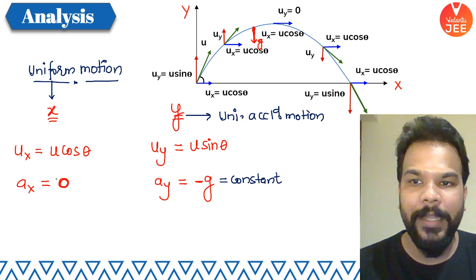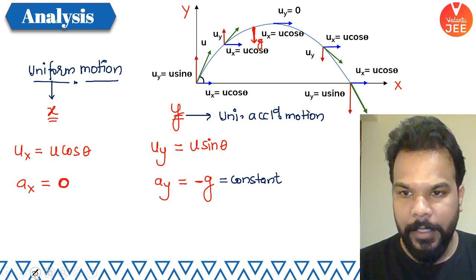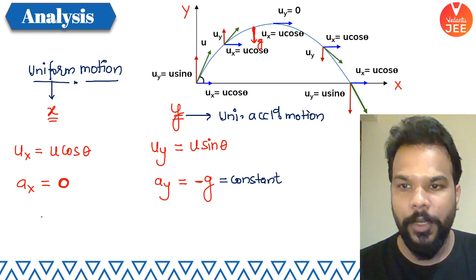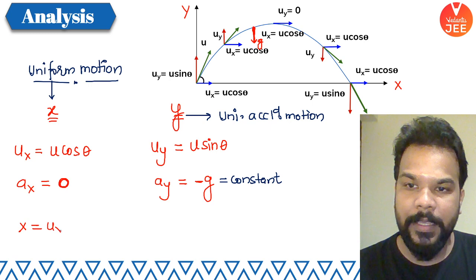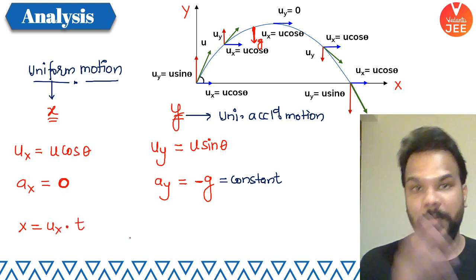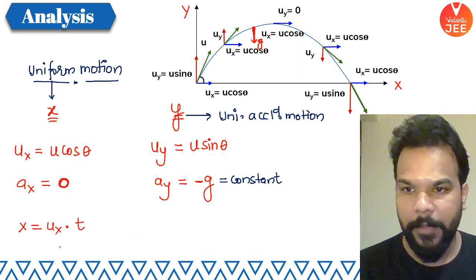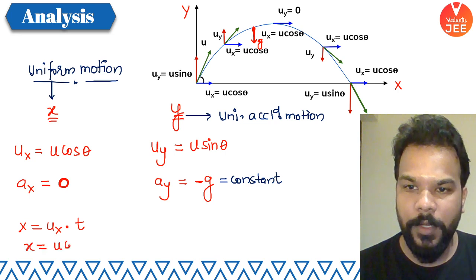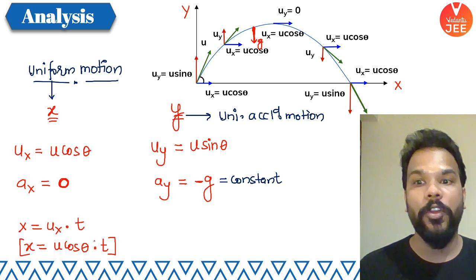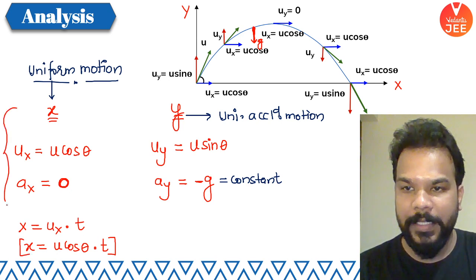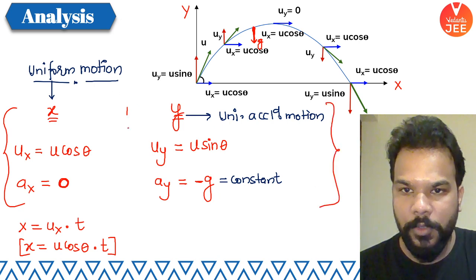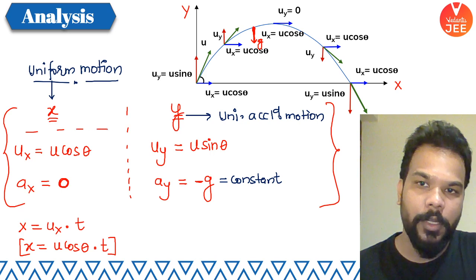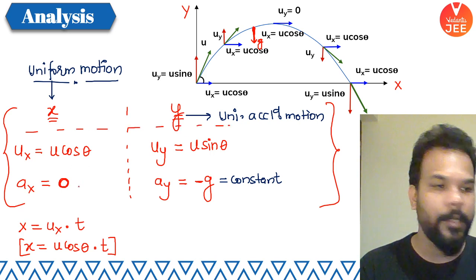Okay guys, that means if you want to write the equation of motion along the horizontal direction, that is the x direction, it will be written as x equals ux into t. That means displacement is equal to velocity into time. That means x equals u cos theta into t. This is your equation of motion. Guys, very, very important is this table. Please try to understand whatever I'm trying to tell you, and focus here. Horizontal motion and vertical motion split individually.